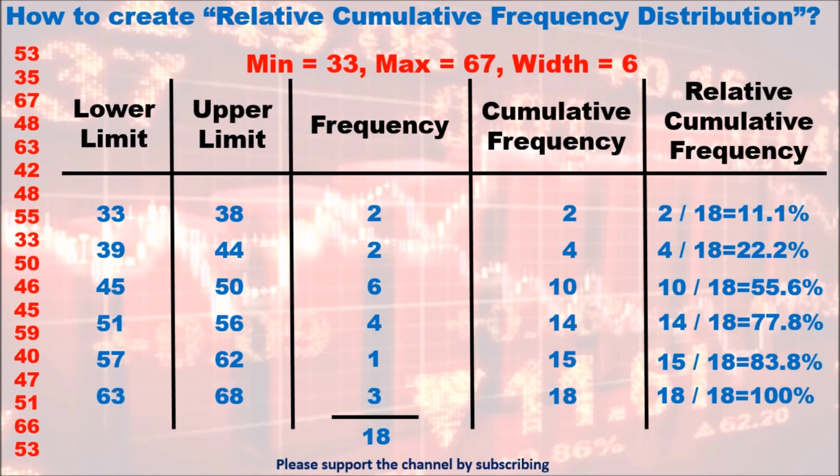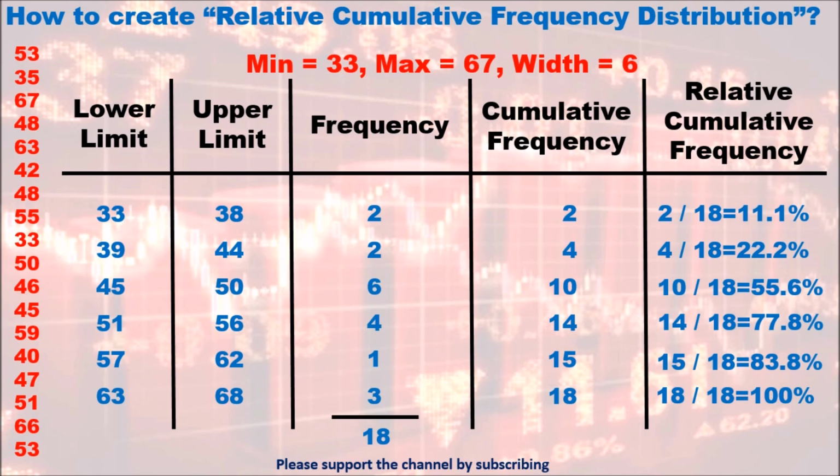The value of 18 may be different, but the sum of all the frequencies and the last cumulative frequency would always be the same, and so when you divide one by the other, you get 100%. So just a quick recap: each subsequent relative cumulative frequency needs to be higher than the previous one, and the last one needs to always be 100%.